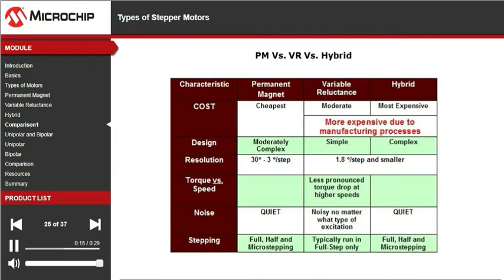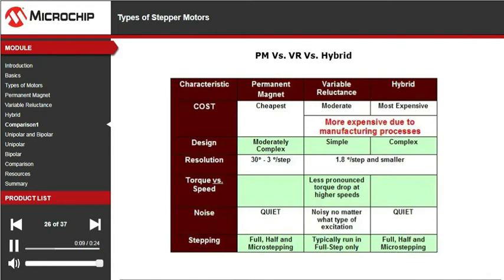Also, as with any stepper motor, as the revolution speed of the rotor is increased, there will be a pronounced decrease in the overall torque of the motor. Variable reluctance motor torque is maintained longer in relation to both permanent magnet and hybrid types. If noise is a consideration in the application, variable reluctance motors are typically noisier than their permanent magnet or hybrid counterparts.